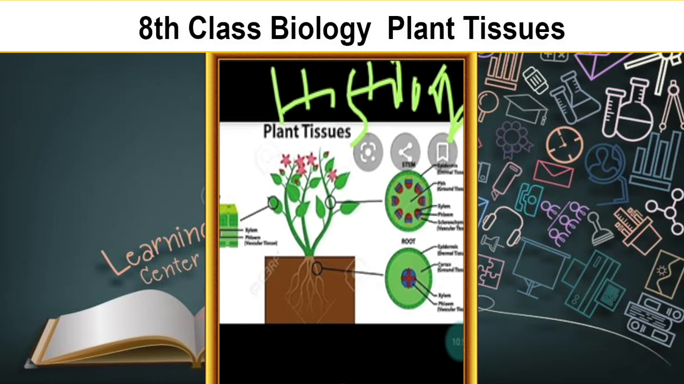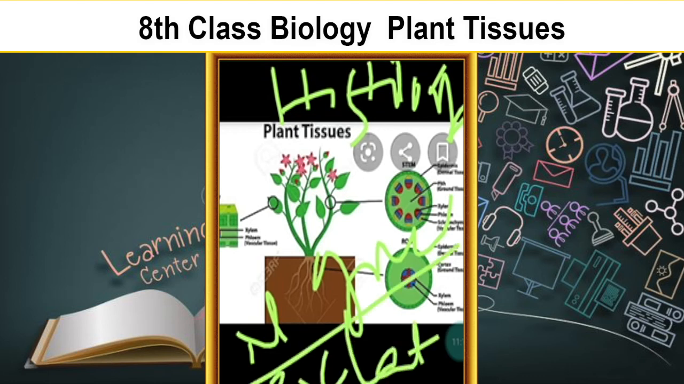This term was coined by the scientist Nehemiah Grew, and it was also referred to in animal tissues by a French biologist, Bichat. In plants it was Nehemiah Grew, and in animal tissue it was Bichat.